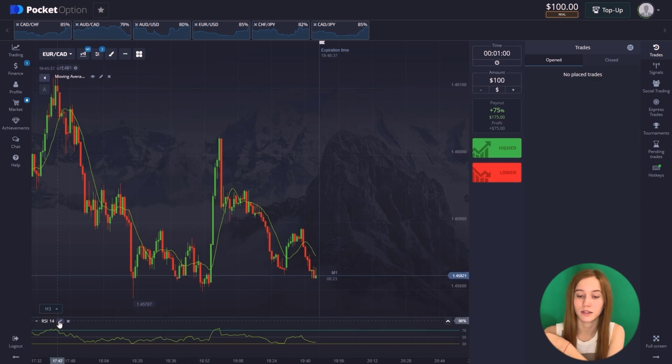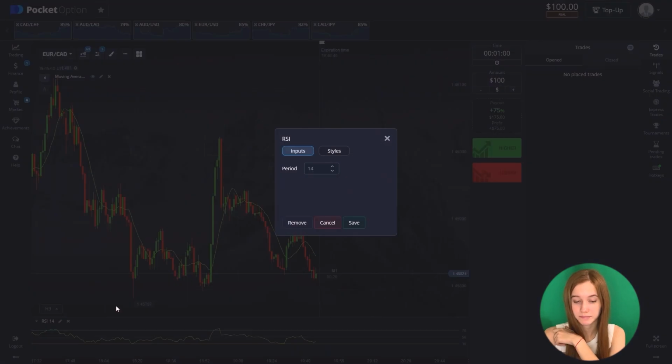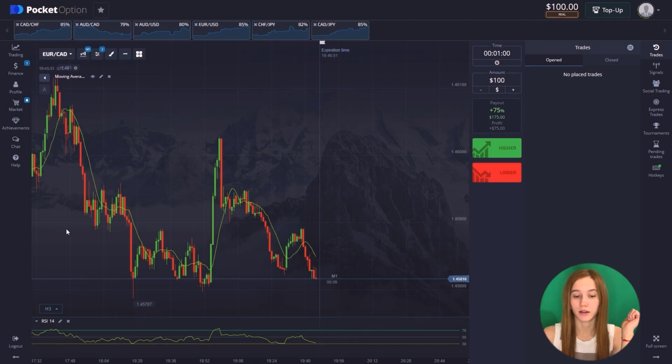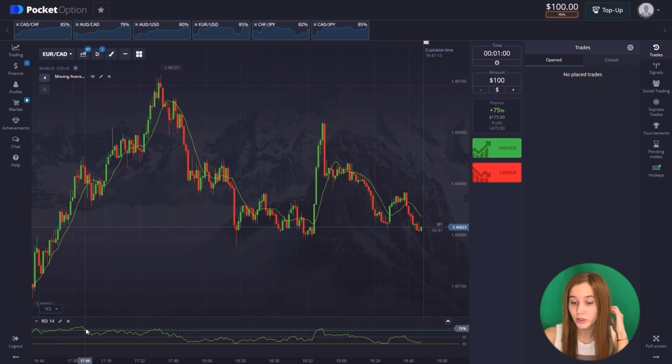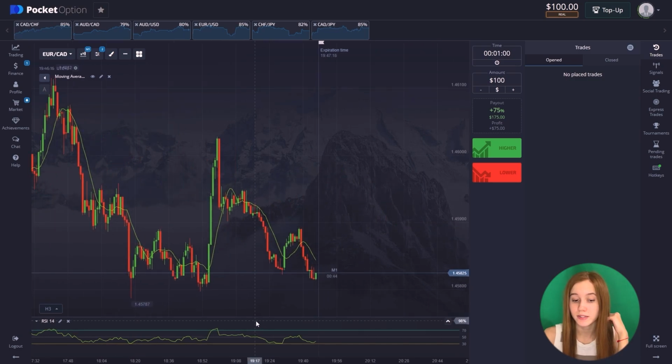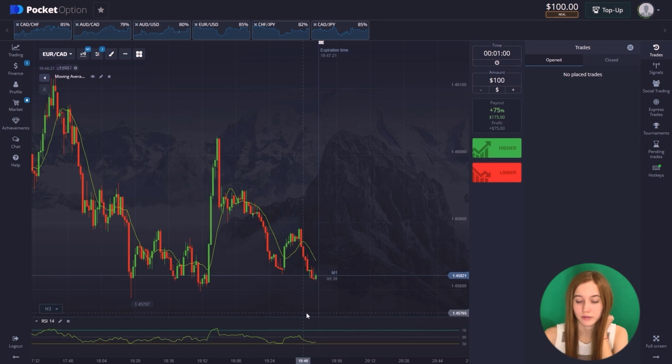RSI, the settings at the bottom of our screen we see. This is a tool that measures the ratio of upward and downward movements and standardizes the calculation in such a way that the index is expressed from 30 to 70. Upper zone and lower zone. Upper is overbought and the lower zone is oversold. This indicator helps to understand in which direction our trend is sliding.